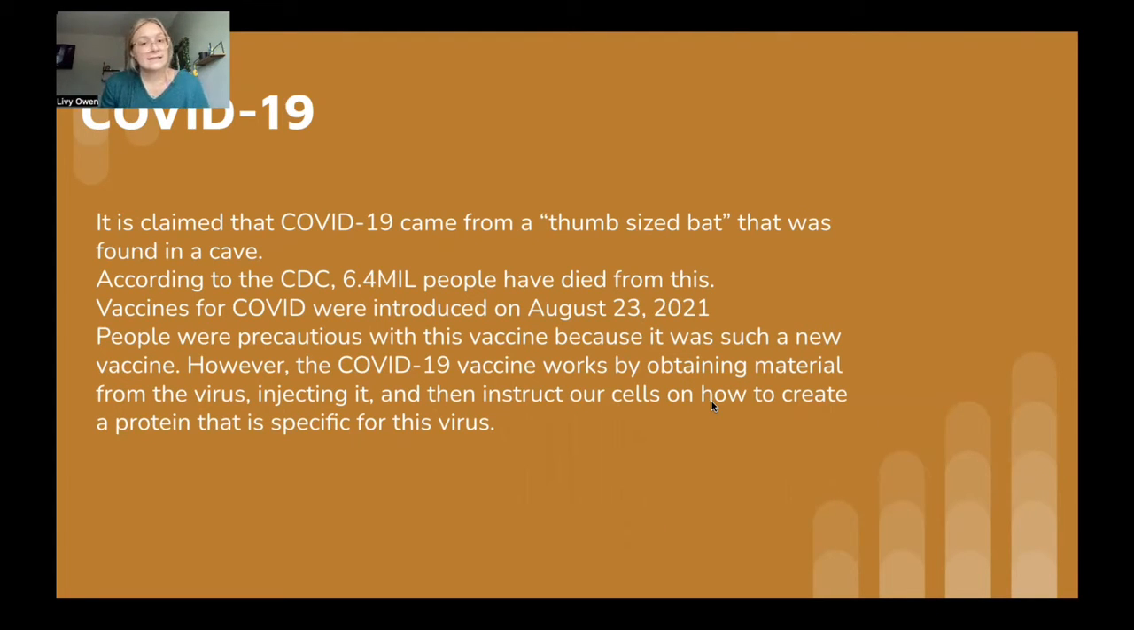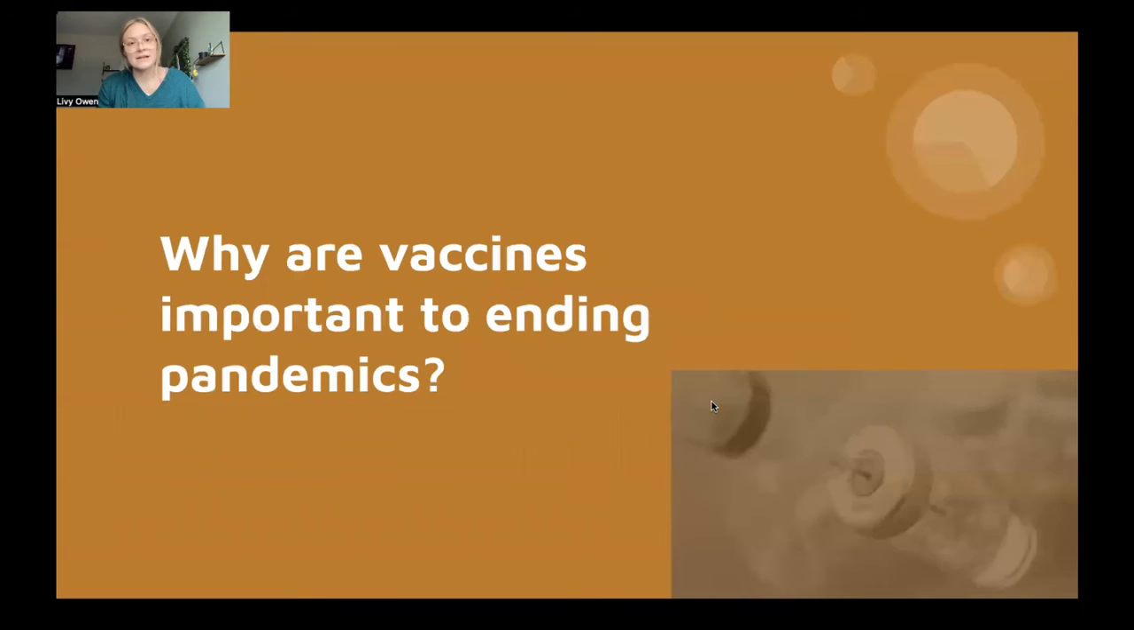Vaccines for this disease were introduced on August 23rd of 2021, and people were very, very precautious with this vaccine because it is considered a new vaccine. However, the COVID-19 vaccine works by obtaining material from this virus, injecting it, and then it will instruct our cells on how to create a protein that is specific to the virus.